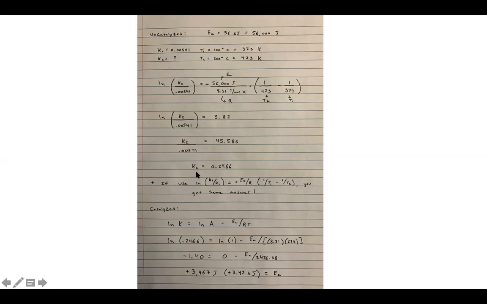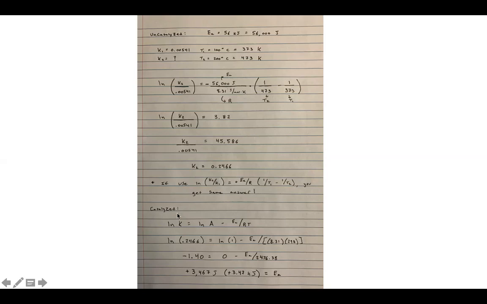Now that we solved for K2, which is again our rate constant of the uncatalyzed reaction at 200 degrees Celsius, we can actually apply that to our catalyzed reaction, right? Because I said that the rate of the uncatalyzed reaction at 200 degrees Celsius is the same as the rate of the catalyzed reaction at 25 degrees Celsius, right? That means that their rate constant is the same.